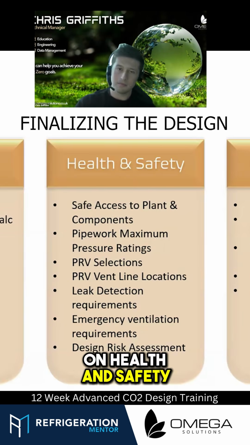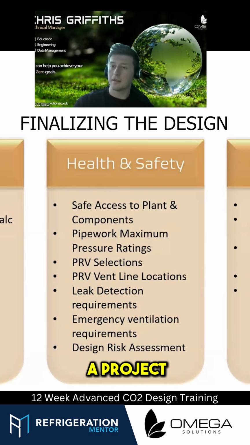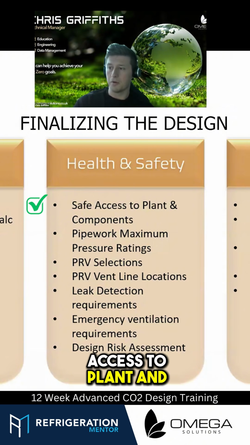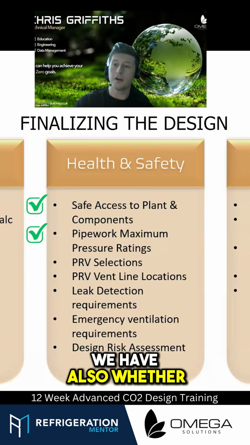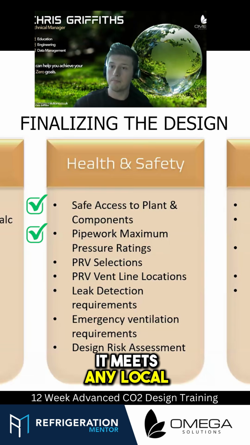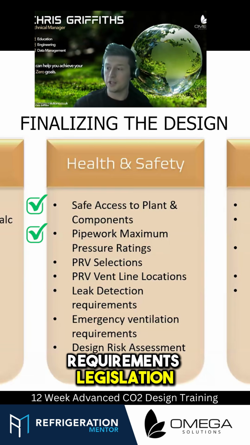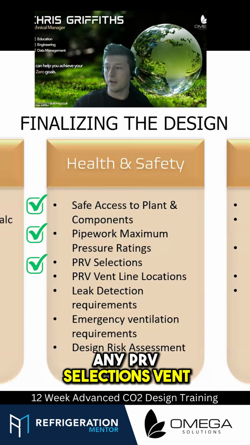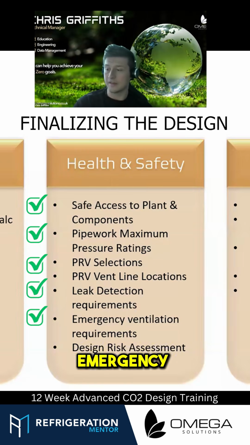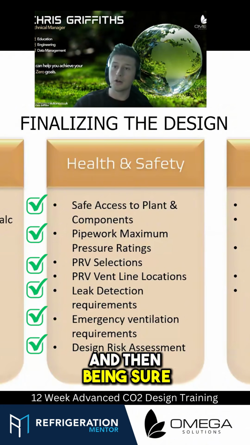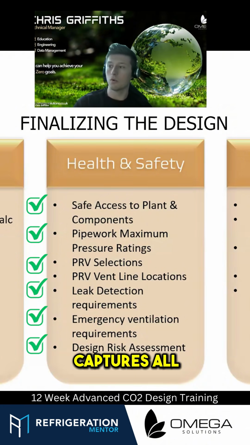On health and safety, where we looked at all the risks of a project, mainly we're going to look at what could happen on site. So we've got safe access to plant and components, making sure our pipework is suitable for the pressure ratings we have, also whether it meets any local standards, requirements, legislation, any PRV selections, vent line locations, any leak detection requirements with CO2, emergency ventilation requirements, and then being sure our design risk assessment captures all of that.